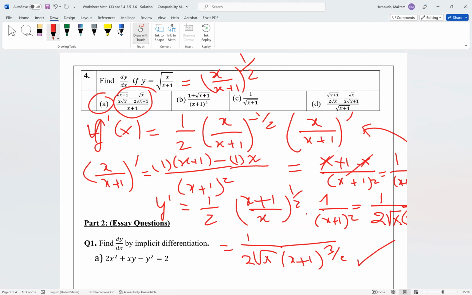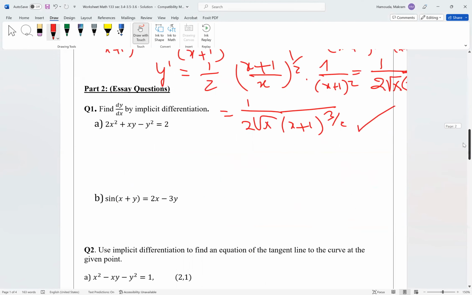Okay, now we can move to the essay question. Use implicit differentiation to find the derivative of y. So as usual, we differentiate the equation. It will give 4x plus the derivative of x, that's 1, times y, plus the derivative of y, y prime, times x. So it's plus x y prime minus 2y prime, that's the chain rule, equal to 0.